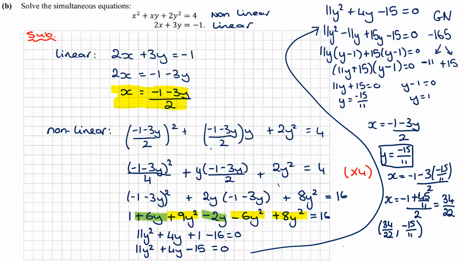So the second point then is where y is equal to 1. So subbing that in, I get x is equal to minus 1 minus 3 times 1, all over 2, which is minus 4 over 2, which gives us minus 2. So the point is minus 2, 1.